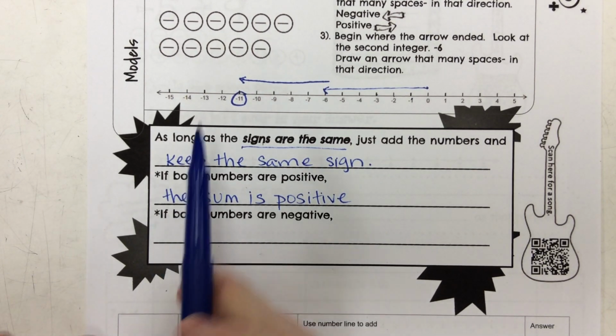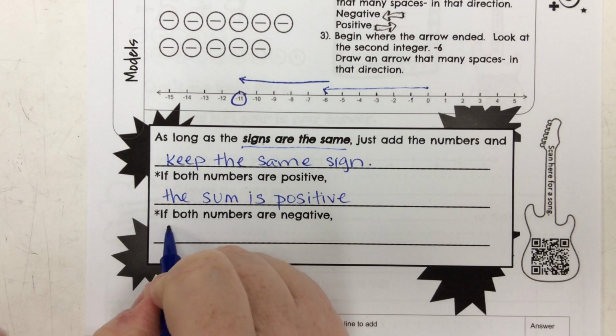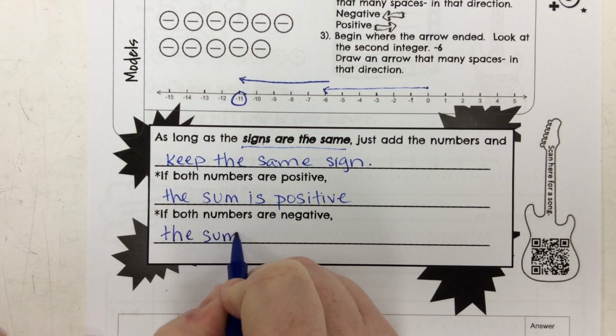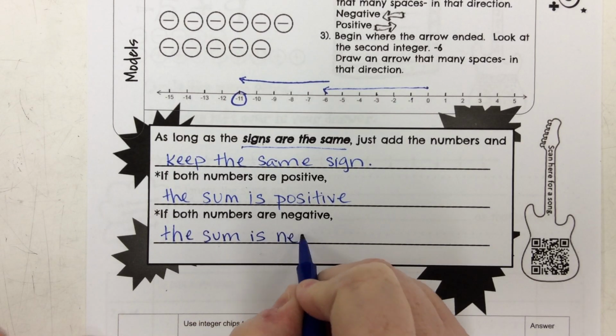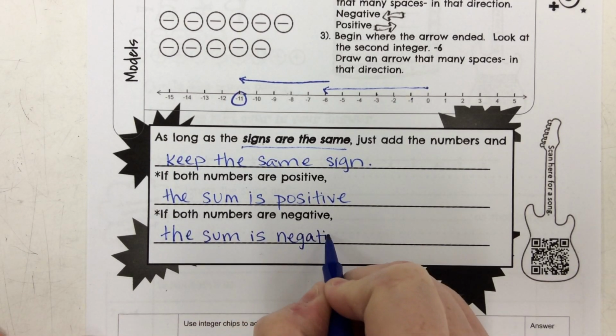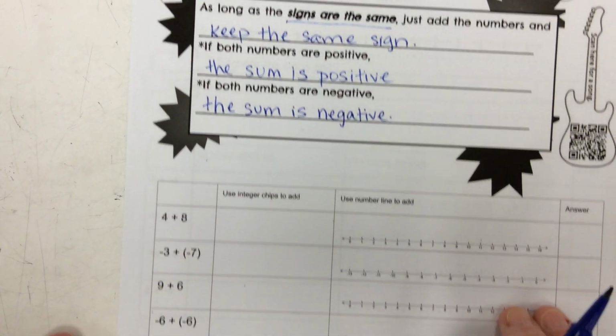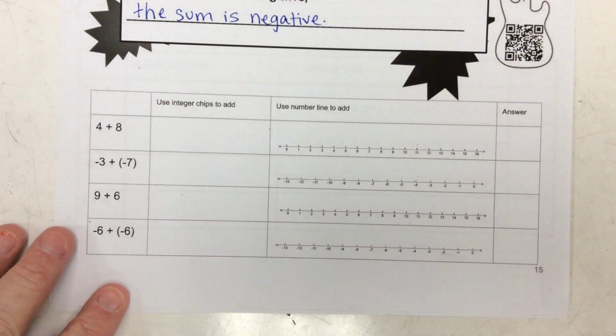If both numbers are negative, just like they were up here, the sum, the answer, is negative. Okay, that's our rules. Now we're going to go right down here. We're going to do a couple of practice problems together.